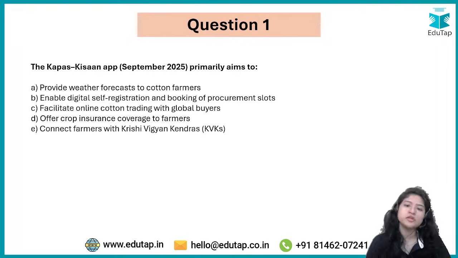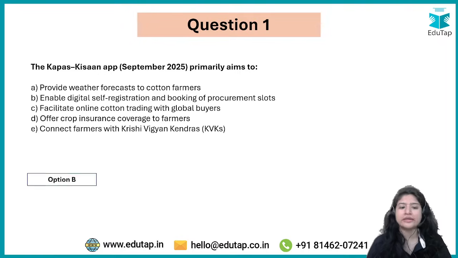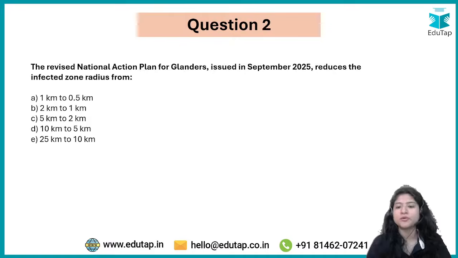So these were the four news. Now let's do some concept check. Question number one: the Kapas Kisan app primarily aims for what? Okay, you can pause the video and try to attempt, but the correct answer over here is option B, enabling digital self-registration and booking of procurement slots.